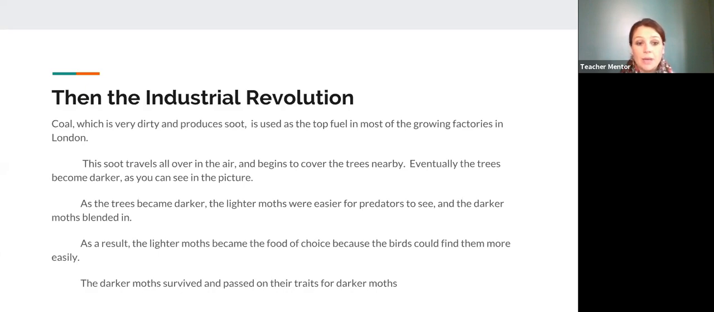So as the trees became darker, the situation for the moths kind of flip-flopped. With dark trees, the lighter moths were actually easier to spot and easier to prey upon. The darker moths were able to blend in.